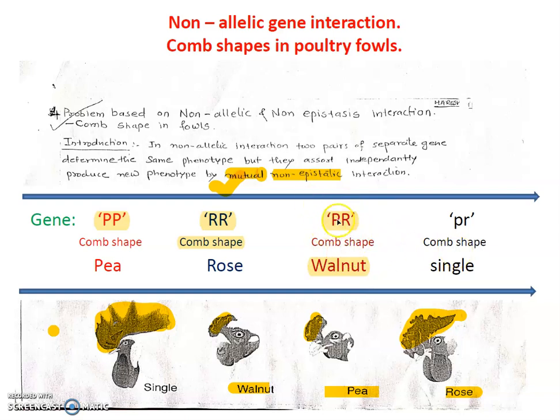If P and R both dominant genes are absent, a single type of comb develops. This is the single. So this type of gene interaction is called non-allelic mutual type of gene interaction. See here the example.